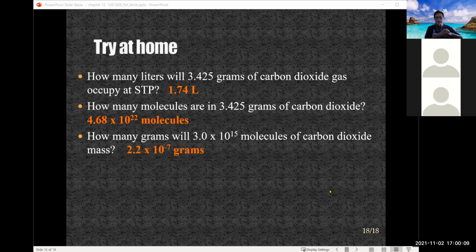Second question says, how many molecules are there in the same quantity of carbon dioxide? 3.425 grams of carbon dioxide. And here we have 4.68 times 10 to the 27 molecules for that quantity of carbon dioxide. And then finally, if you have 3.0 times 10 to the 15 molecules of carbon dioxide, figure out its weight. That's a large number, 3.0 times 10 to the 15 molecules. But even with that large number of molecules, the weight is only 10 to the negative 7 grams, a pretty small quantity.